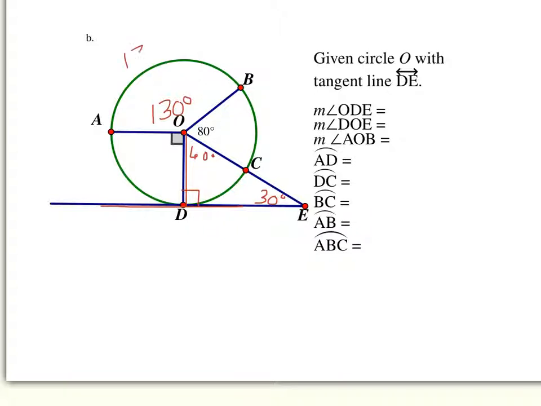I know this arc would be 130. I know this arc would be 80. This arc would be 60, and this arc would be 90. It looks like I have everything I need to answer all of these questions.